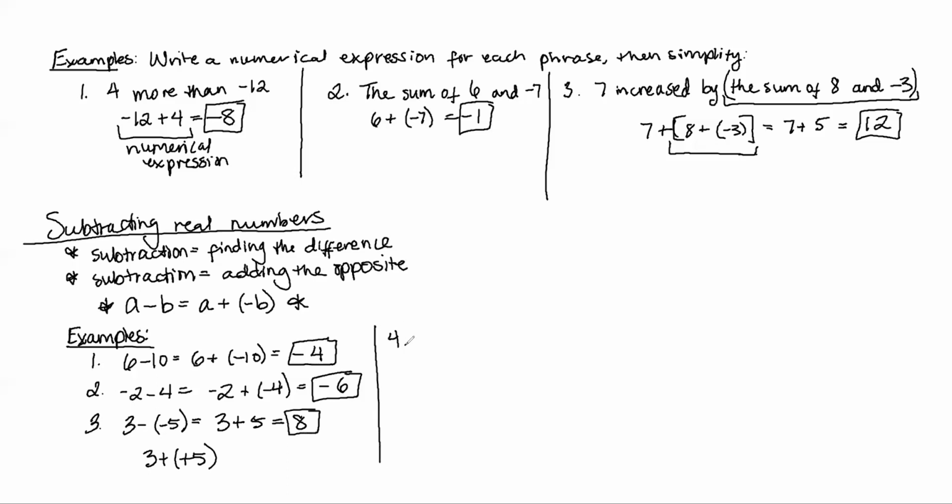Let's try another one. -8 minus -12. Again, we can just use our trick here and we can add the opposite. And so -8 plus 12, you don't have to rewrite that if you don't want to. But now we have opposite numbers, opposite signs, and so we take the sign of the larger number, positive, and then subtract, and we get 4.